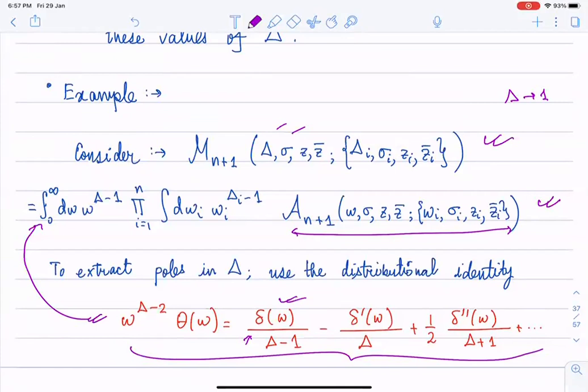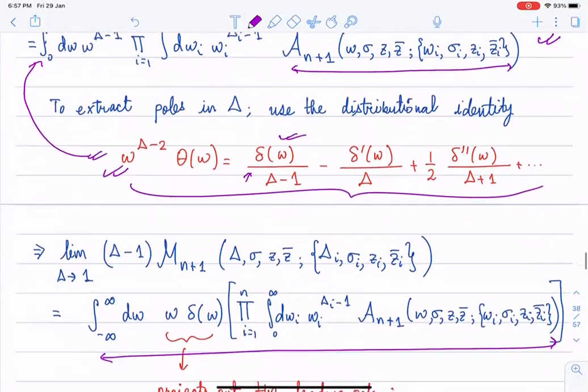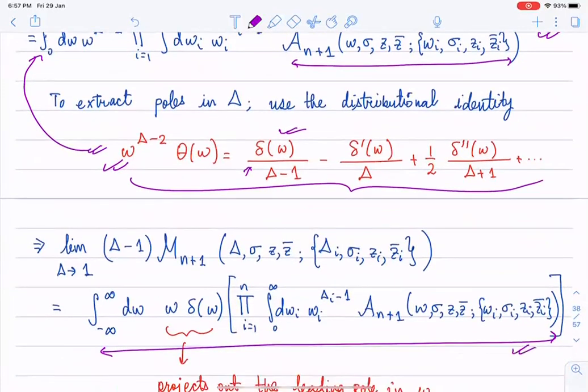Okay, so basically for doing that, what you can do is insert this identity inside the definition of the Mellin amplitude, and once you do that, the point is that once you insert this identity, what you can immediately see is that if I take, let's say, the delta going to 1 limit, then in that case the first term will be picked out, and what you will get is basically something which looks like this.